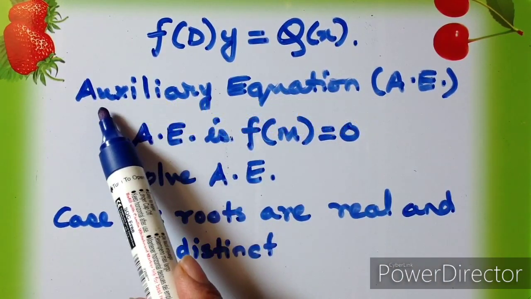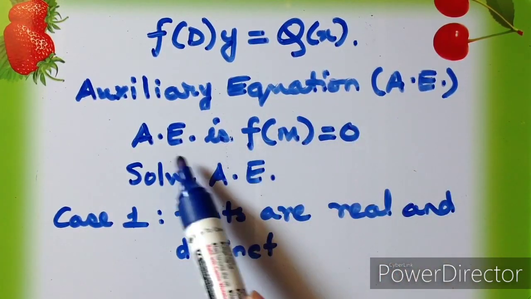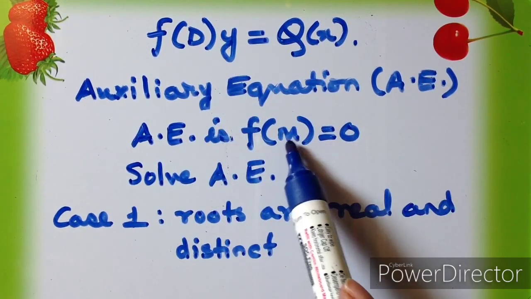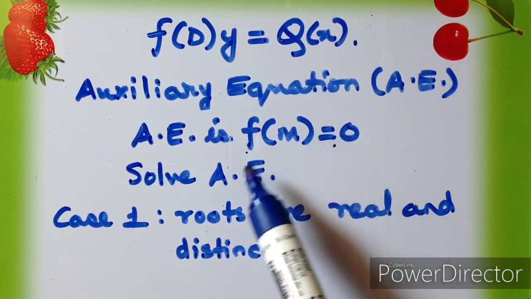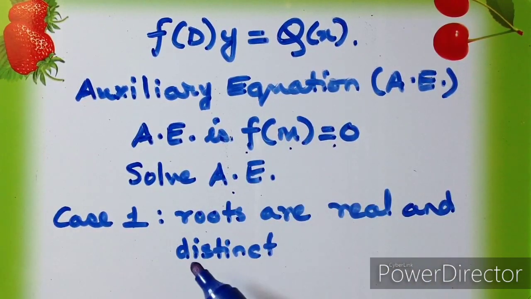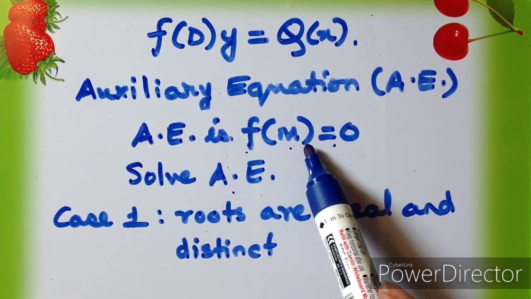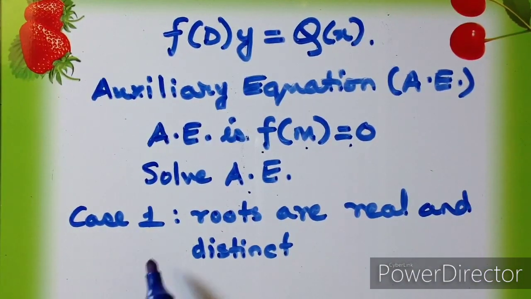So for that we are defining something called the auxiliary equation. This auxiliary equation is nothing but, in place of D we will just put m over here. We will form the equation f of m is equal to 0, and we will solve this equation and find the roots of that equation. Just as you normally find roots of an equation, in that same way you will find the roots. In that there will be some cases.